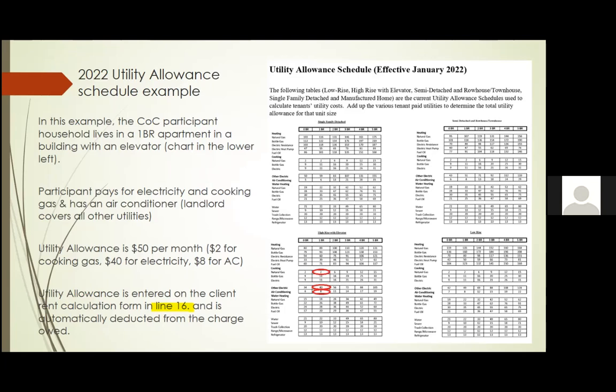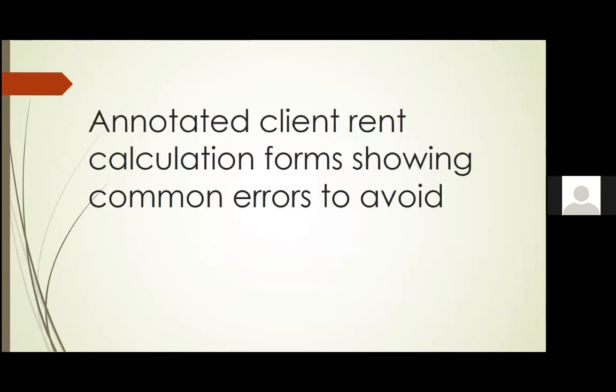The utility allowance is entered on the Westchester COC client rent calculation form in line 16 and is then automatically deducted from the client rent owed by the participant household. The next few slides show some worked examples of a client rent calculation with annotations showing the decisions made.